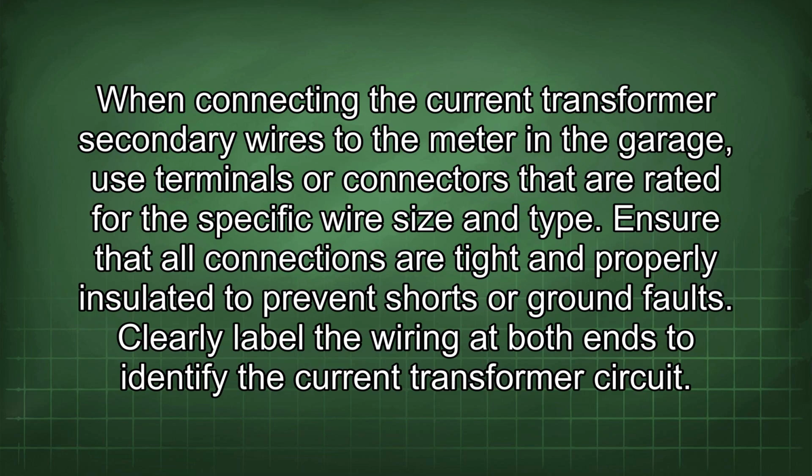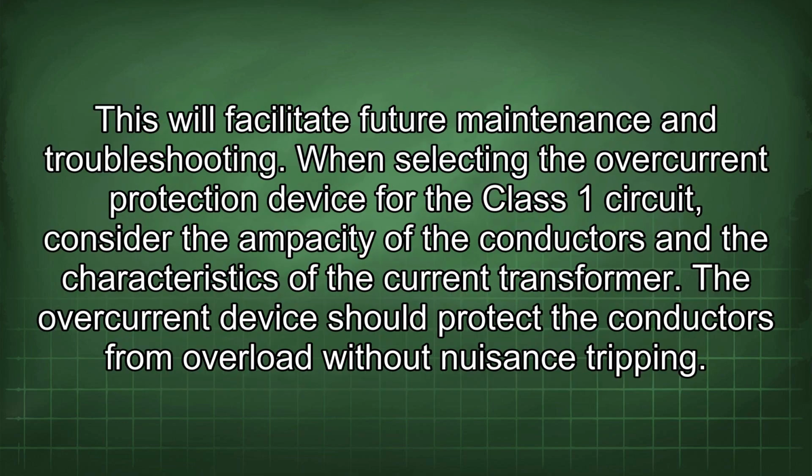When connecting the current transformer secondary wires to the meter in the garage, use terminals or connectors that are rated for the specific wire size and type. Ensure that all connections are tight and properly insulated to prevent shorts or ground faults. Clearly label the wiring at both ends to identify the current transformer circuit. This will facilitate future maintenance and troubleshooting. When selecting the overcurrent protection device for the Class 1 circuit, consider the ampacity of the conductors and the characteristics of the current transformer.